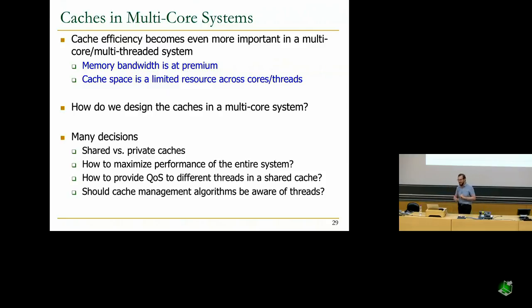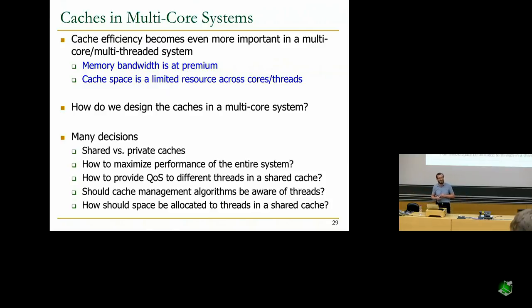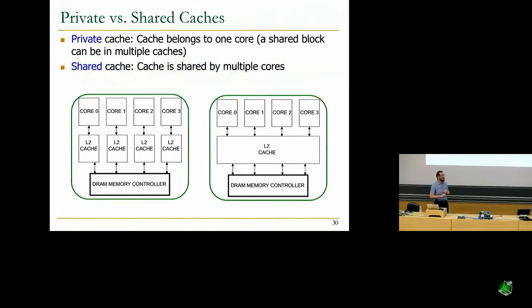And actually, Intel and AMD have processors where you can partition the cache between different threads. How should space be allocated to threads in a shared cache? That's what I just said, actually. You could partition the cache between the different threads. But I'm not going to go into that right now. Let's take a look at one aspect of the design choice that's relatively easy to think about.